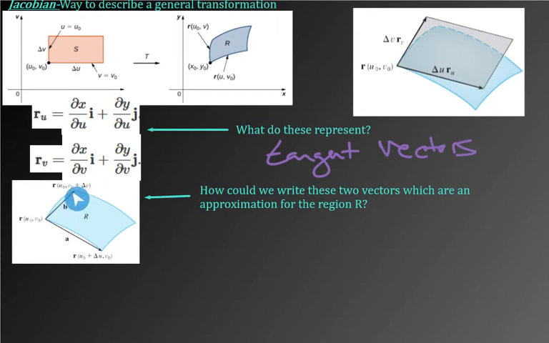So v naught plus a change in v just means how much are we, this vector could represent how much vertical change there is, and this could represent how much horizontal change there is. To get the equations for these vectors, you literally can just do this minus this, or this minus this, right?